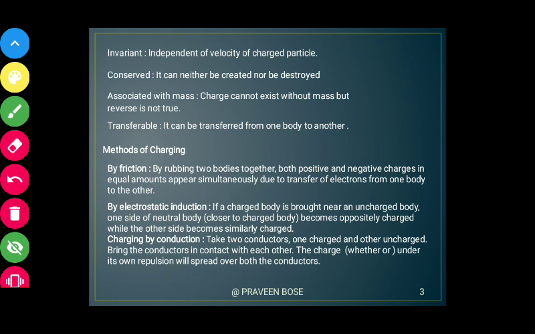We can charge a material by friction. While rubbing two objects, charge will be transferred from one object to another. The object which is more electronegative will get more electrons and it will be negative, and the other object will be positive. We can also charge a material through electrostatic induction. This is a method in which we can charge an object without actual contact.